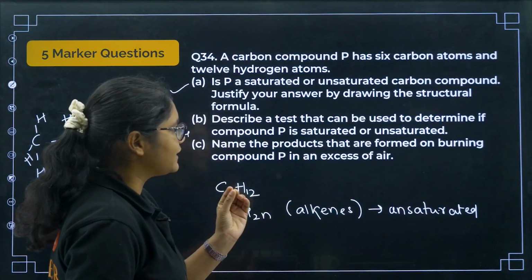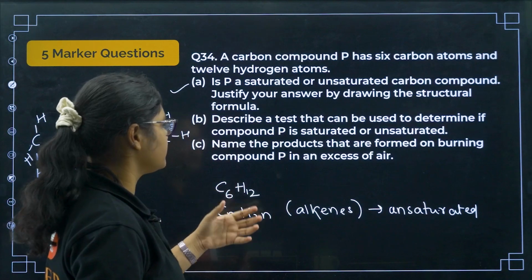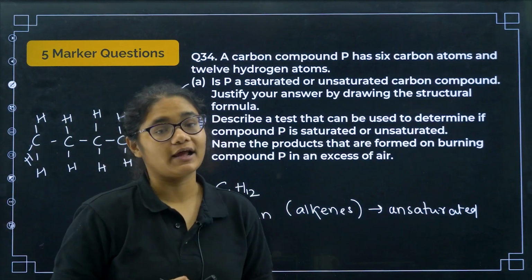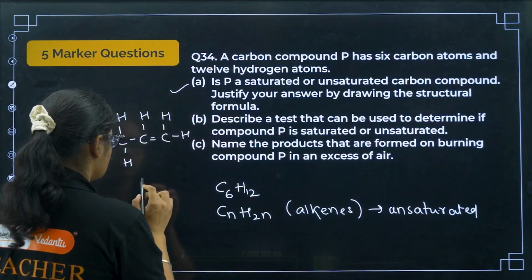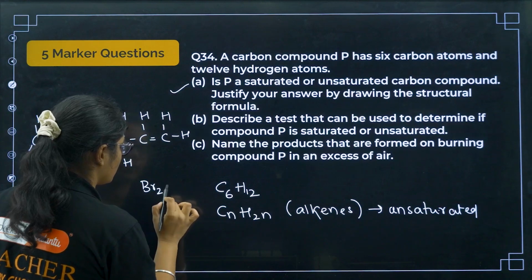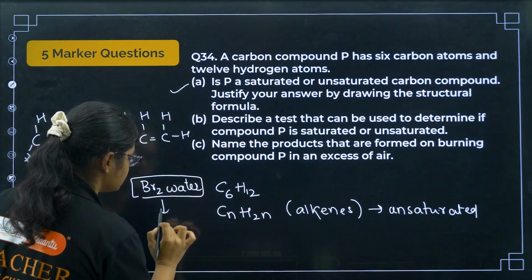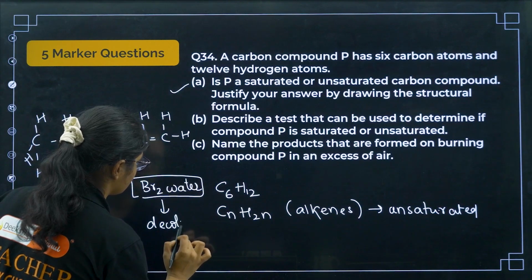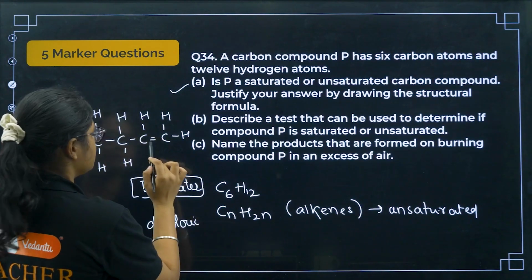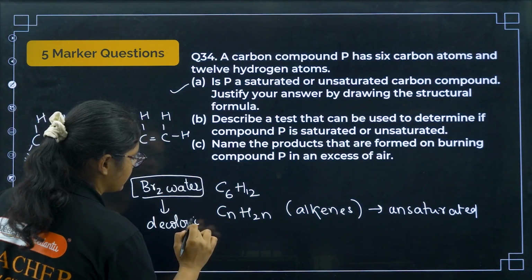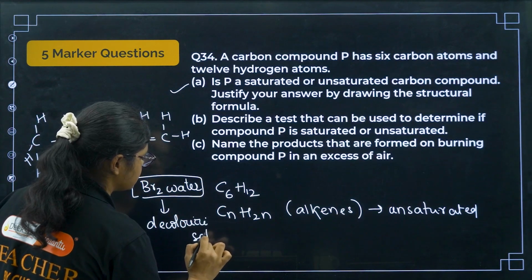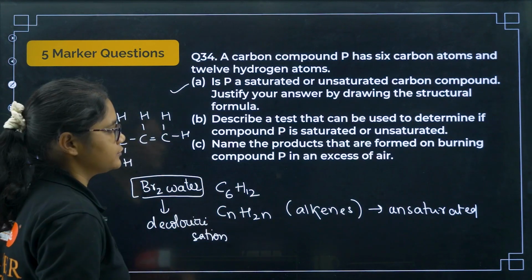Next, describe a test that can be used to determine if the compound P is saturated or unsaturated. So you can use what? Reaction with bromine. If you react with bromine water, there is decolorization. Bromine will be added here and it will be decolorized, and you can easily guess that it is having some unsaturation.